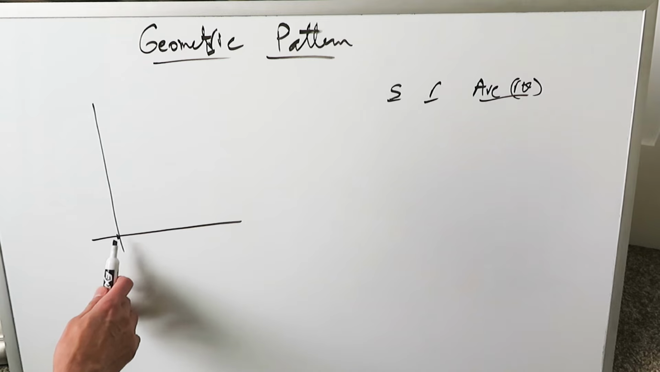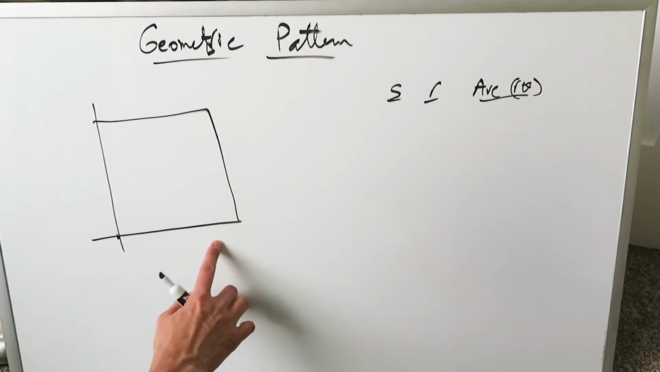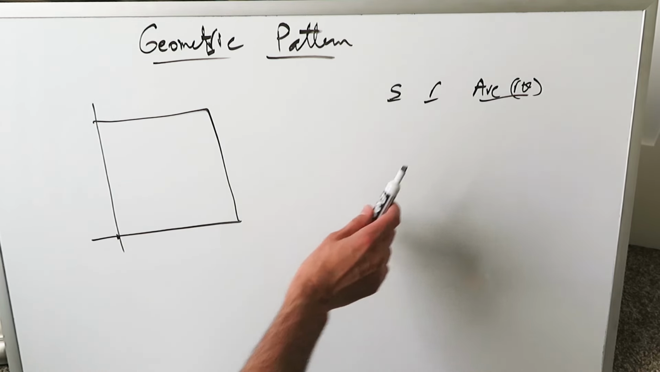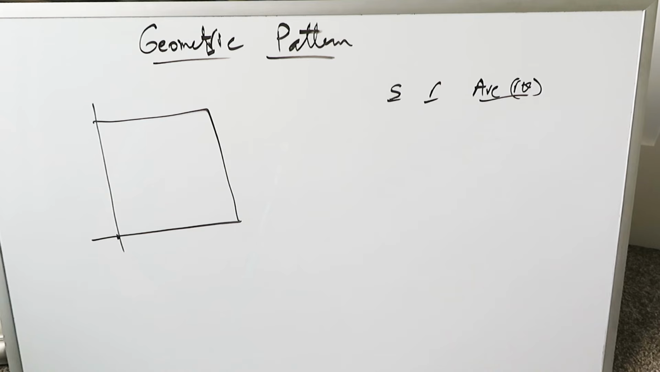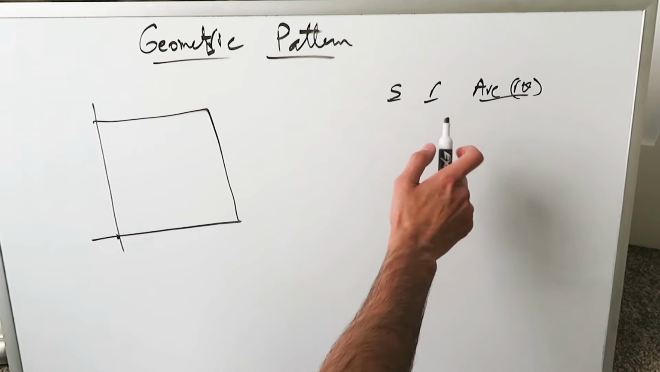You're starting here with an x and y axis, and that's your origin. We will develop a square first. The square has a side dimension of 1. I have a table over here of values which will demonstrate an infinite geometric sequence: the sides of the square, the radius of sectors, and the arc lengths of those sectors.